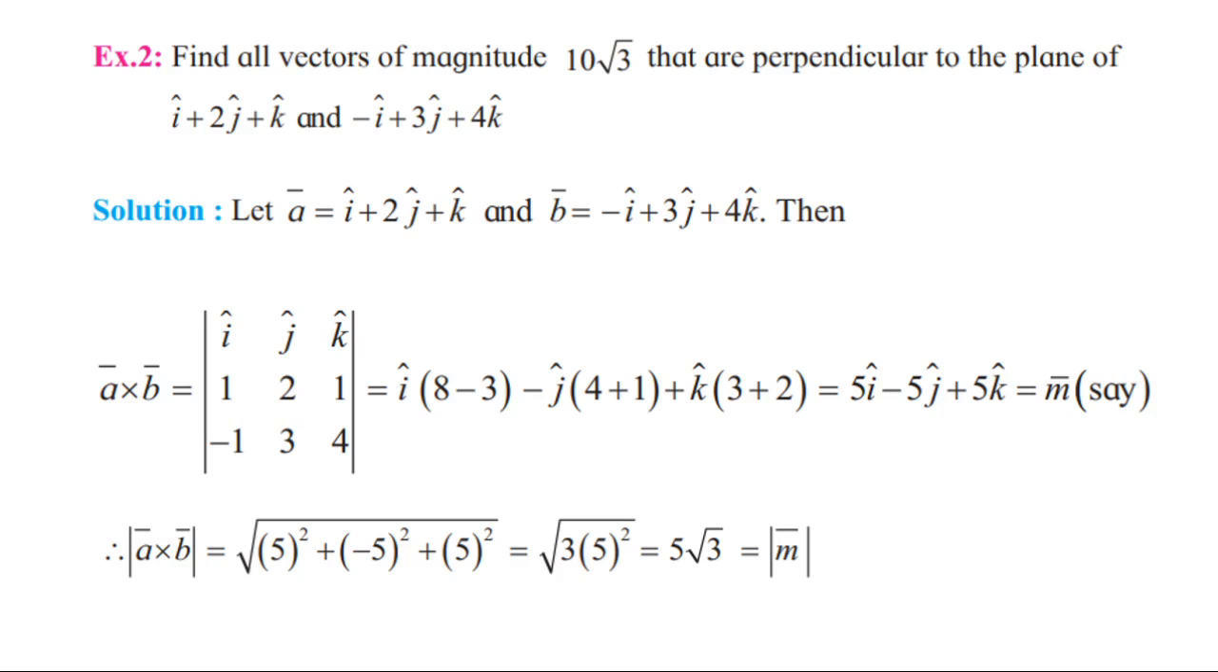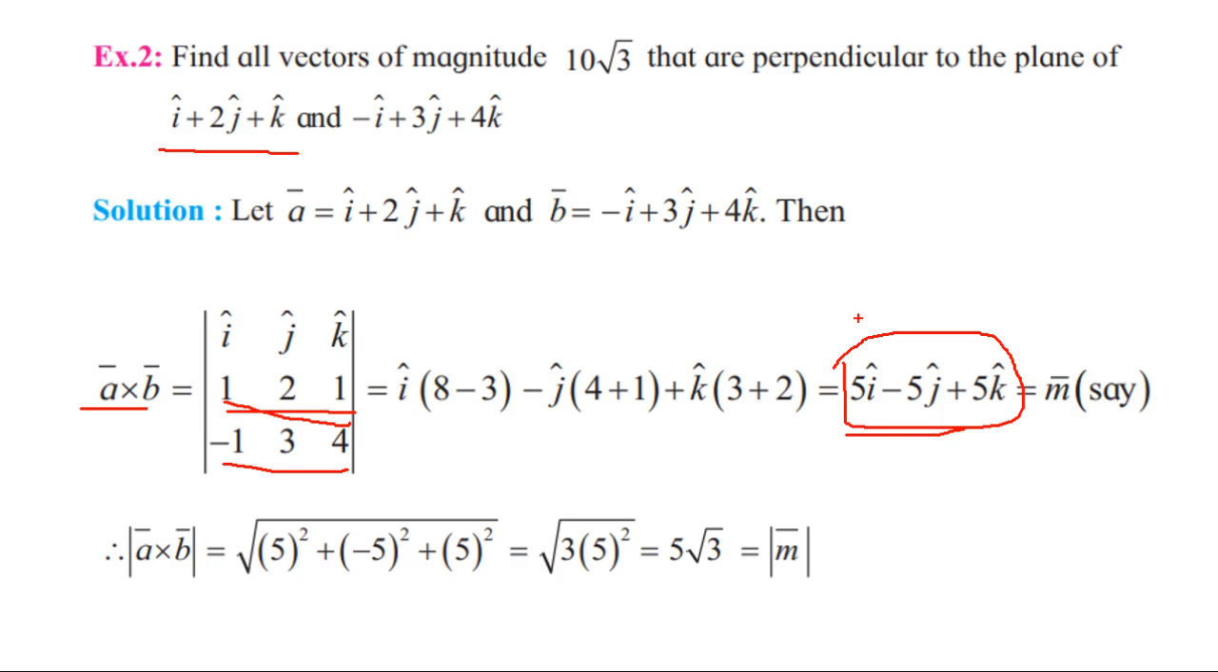A cross B is a vector which is perpendicular to both A bar and B bar. So I obtain A bar cross B bar. For finding A bar cross B bar using Cartesian form, we use the determinant method. In the first row we write the unit vectors i, j, k. In the second row we take the coefficients of i, j, k from the first vector. Here they are 1, 2, 1. Coefficients of i, j, k from the second vector: minus 1, 3, 4. Expand this and we get a vector. This is A bar cross B bar.